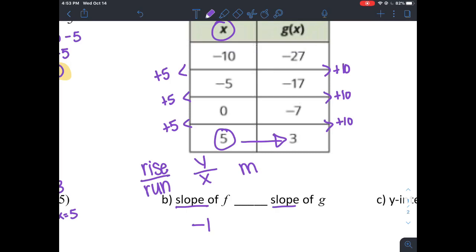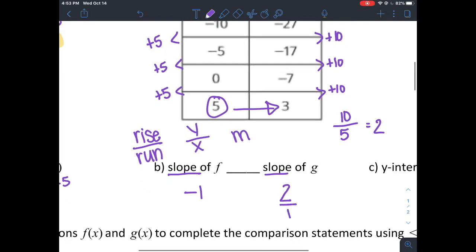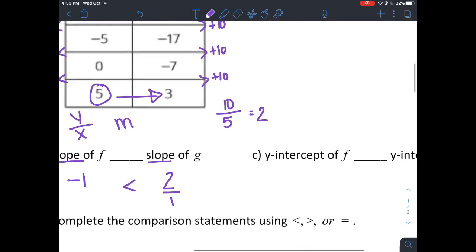So the difference of the y's over the difference of the x's, we will have 10 over 5, which reduces to 2. So the slope of g is 2. You could also write it as 2 over 1 if that helps you out a little bit more, whatever works for you. So comparing them, -1 is less than 2.